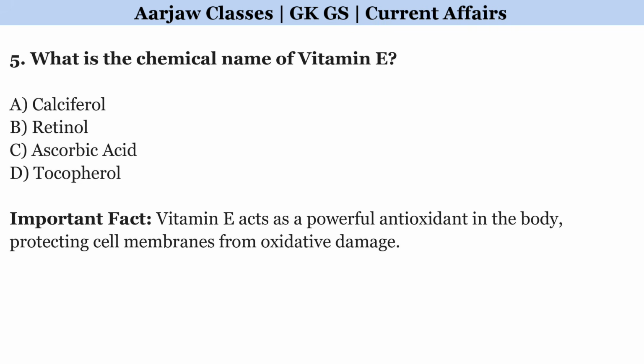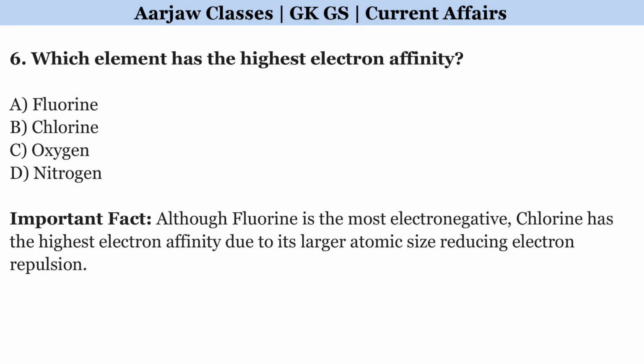What is the chemical name of vitamin E? Correct option is D. Tocopherol. Which element has the highest electron affinity? Right option is B. Chlorine.